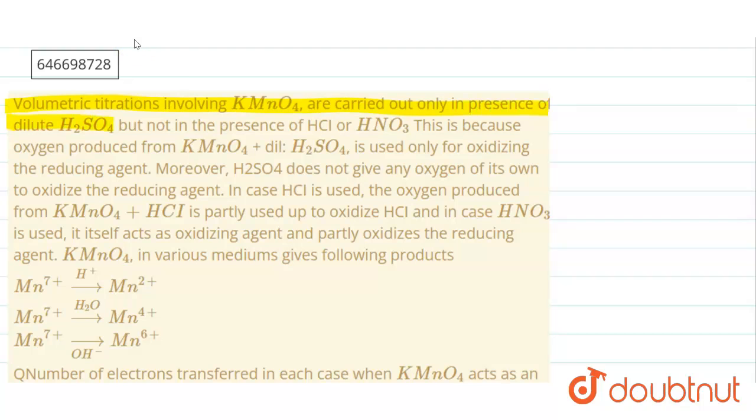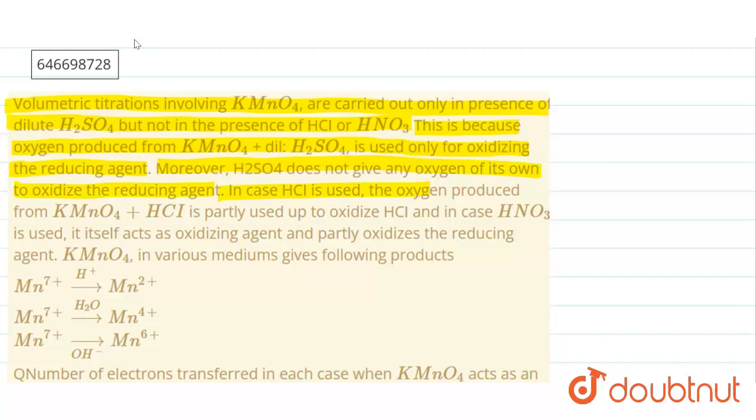Hello everyone, so today's question is: volumetric titrations involving KMnO4 are carried out only in presence of dilute H2SO4 but not in presence of HCl or HNO3. This is because oxygen produced from KMnO4 plus dilute H2SO4 is used only for oxidizing the reducing agent. Moreover, H2SO4 does not give any oxygen of its own to oxidize the reducing agent.